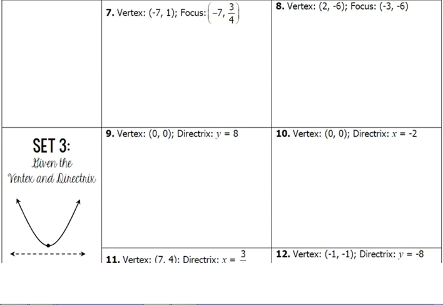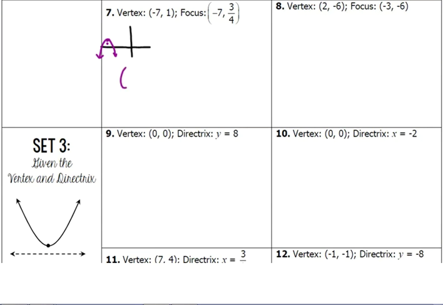They give us the vertex and the focus. So like I said, just draw yourself a quick, easy sketch of this. You don't have to be super accurate, just give yourself a general idea. The vertex is at -7, 1, and the focus is at -7, 3/4. 3/4 is less than 1. The focus is always inside my parabola. So I'm going to sketch really quickly what my parabola is going to look like. I know it's downward facing because the focus is below the vertex.